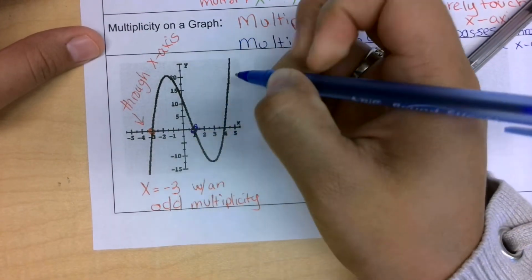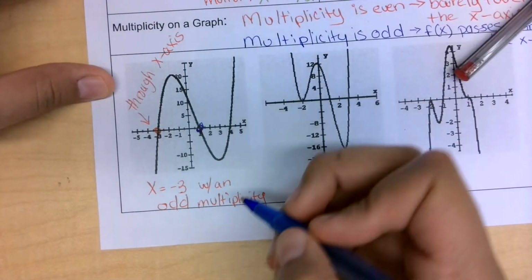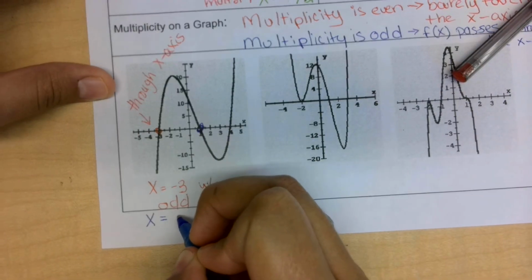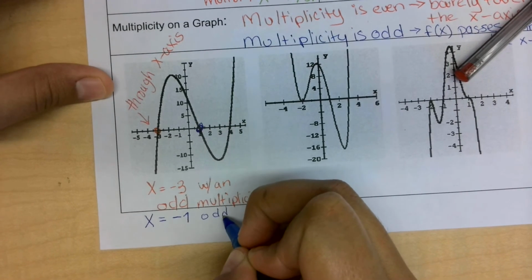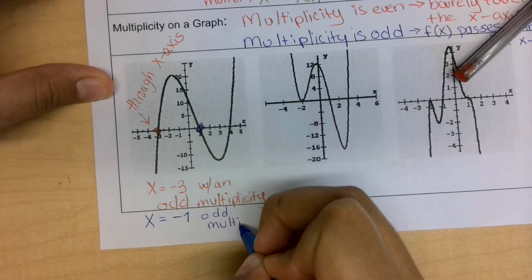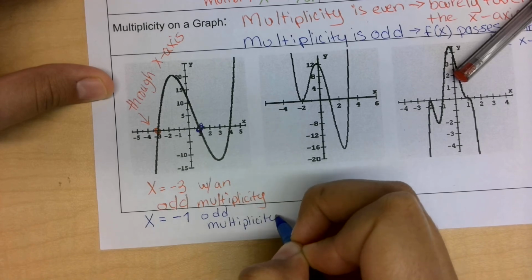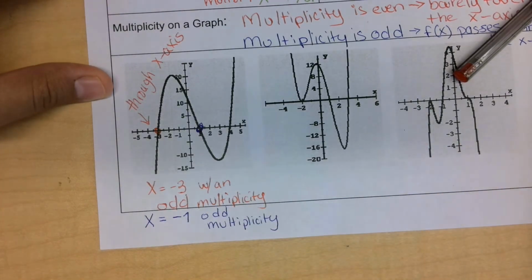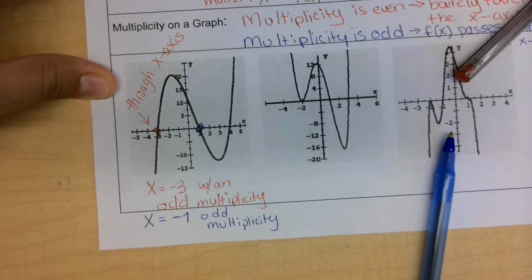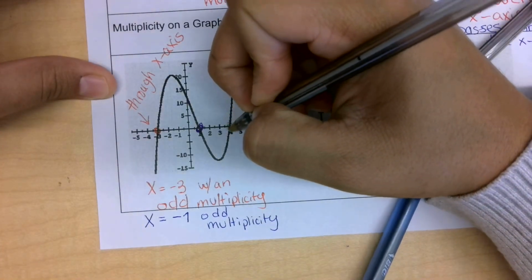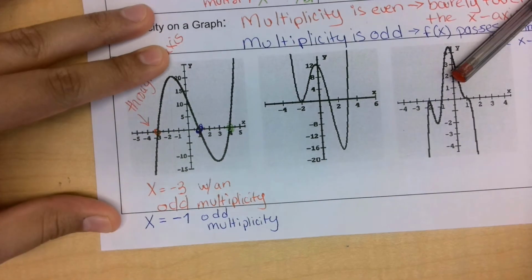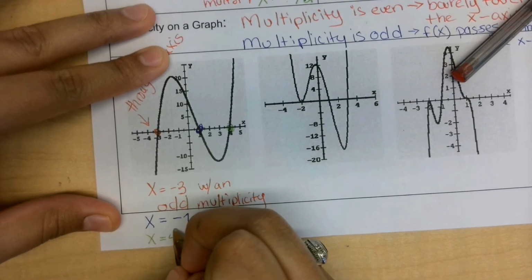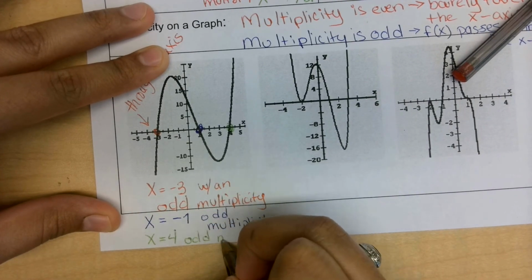So again, it's just kind of an idea out there, doesn't tell us much. Here, it's also going through the x-axis 1 time, so x equals negative 1. And it's also going to have an odd multiplicity. So it could have a multiplicity of 1, a multiplicity of 3, we just don't know. So that's as much as I'm going to require you guys to know. And then let's look at 4. 4 also passes exactly 1 time, so that's an odd multiplicity as well. So x equals 4, and then odd multiplicity.